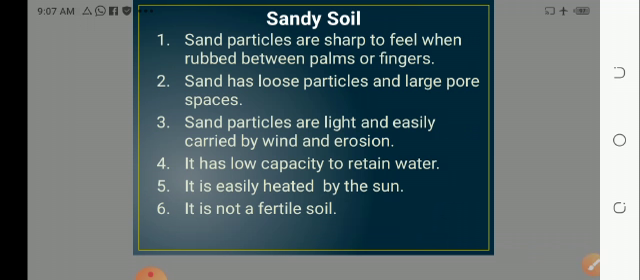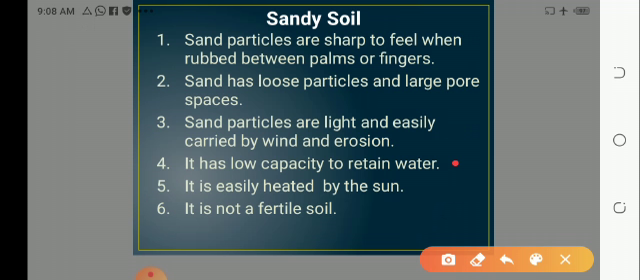Now, we take a look at these types of soil one after the other, and we look at their characteristics. Let's start by looking at sandy soil. Sand particles are sharp to feel when rubbed between palms or fingers. Sand has loose particles and large pore spaces, just as we said before. Sand particles are light and easily carried by wind and erosion. Sand has low capacity to retain water. Even though it has large pore spaces, because the particles are loosely packed, they give room for the entrance and exit of water, so they can't retain water.